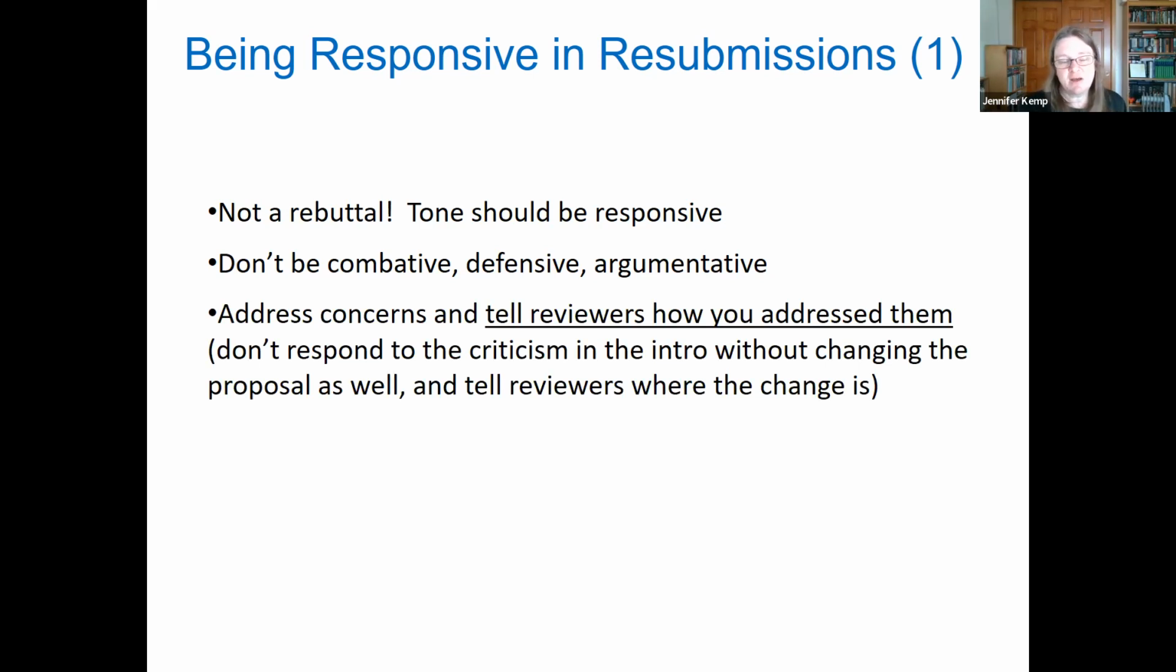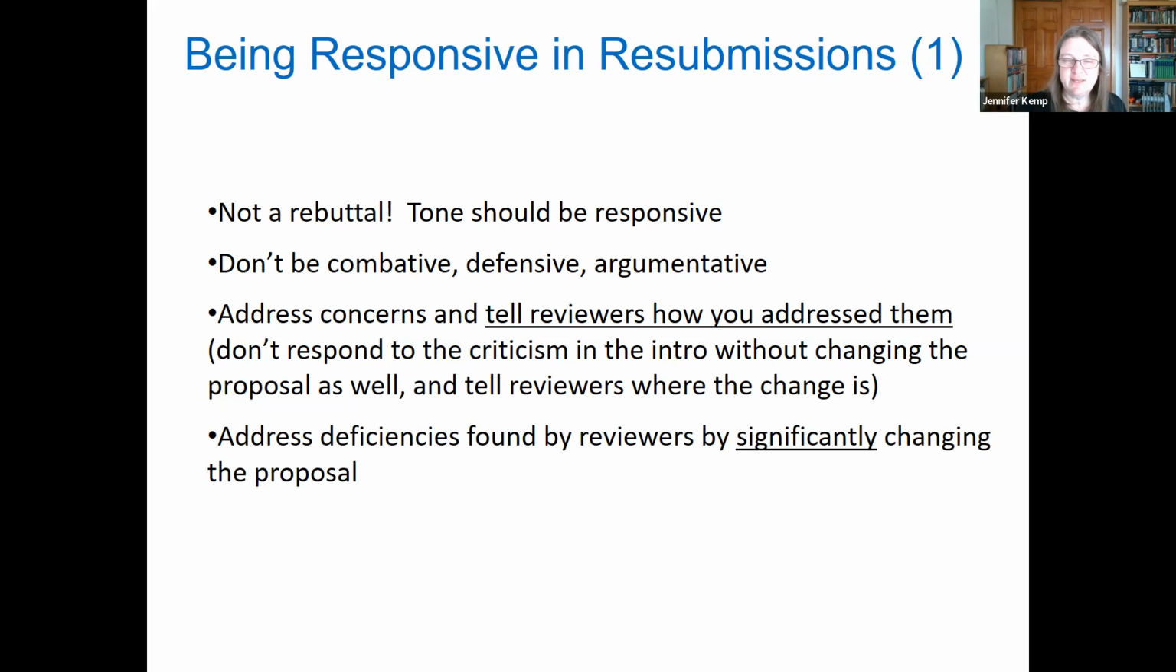So it's also really important to not only address the concerns, but tell the reviewers how you address them. So don't just respond to some criticism in the introduction without making a corresponding change in the proposal. Anything that appears on your one-pager, there should be a section in the grant that's actually changed in response to that, or in keeping with that, and tell the reviewers where that change is.